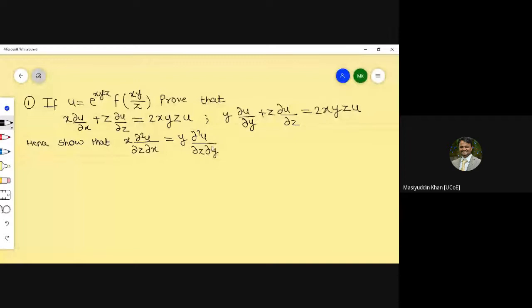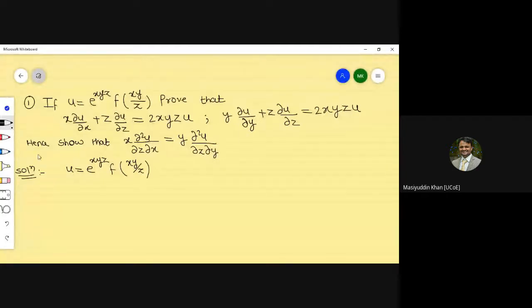So the solution I'm going to start directly here. First of all, whatever is given for the function: the function u is equal to e raised to x y z into f of x y by z. These things are given. We have to differentiate this part with respect to x as well as with respect to y, and there are three variables in this function, z. So we have to differentiate this function with respect to z also.